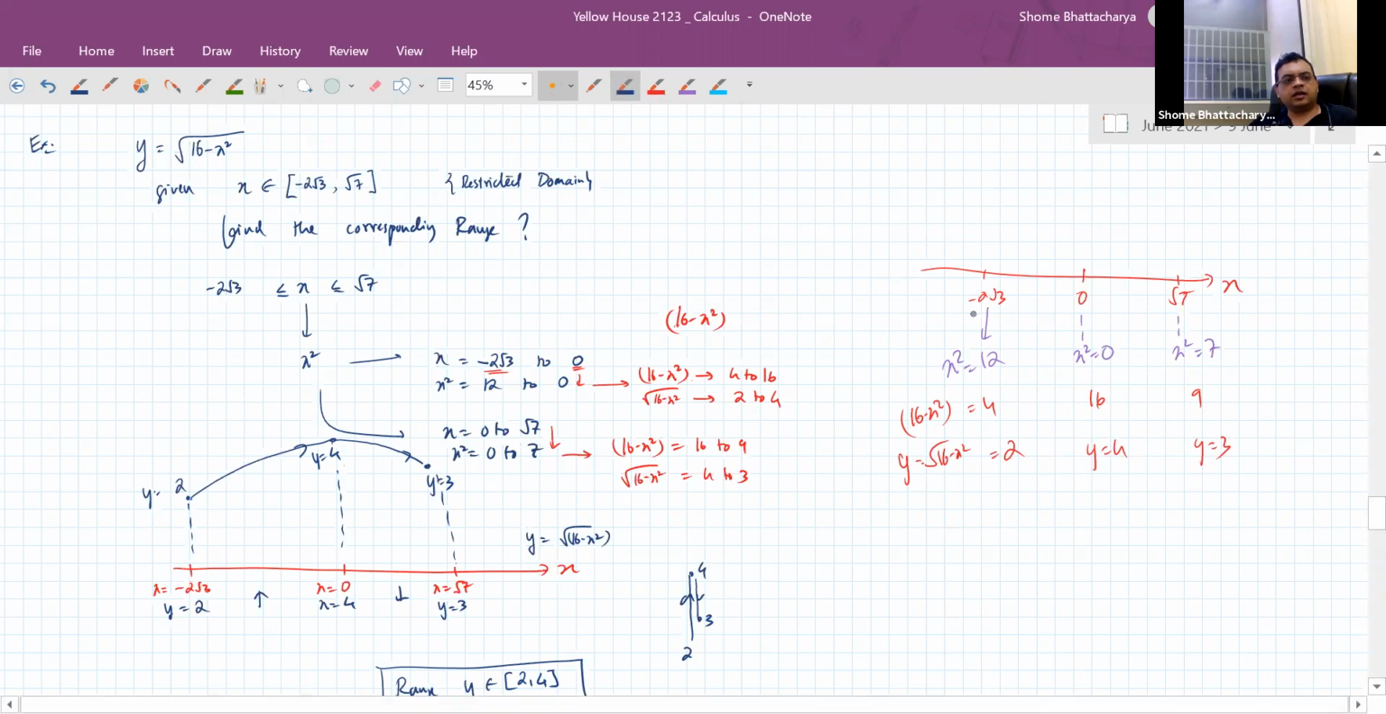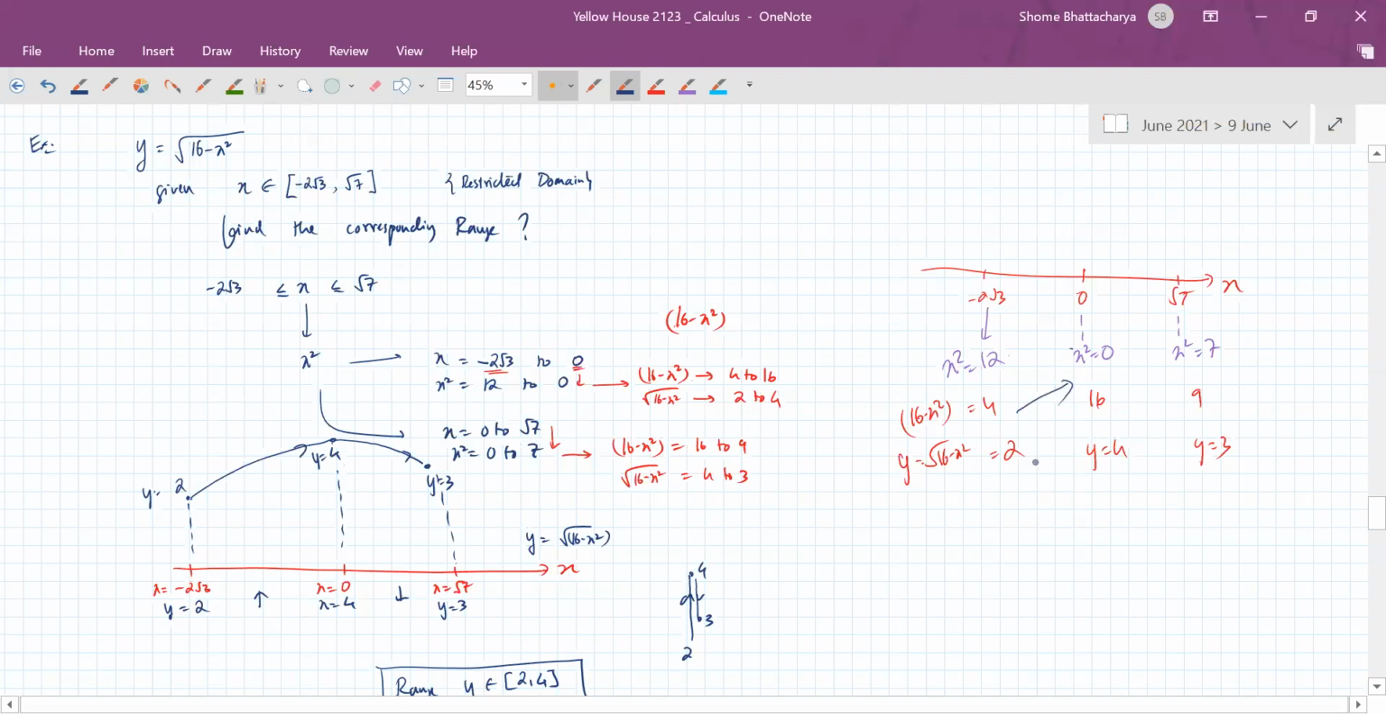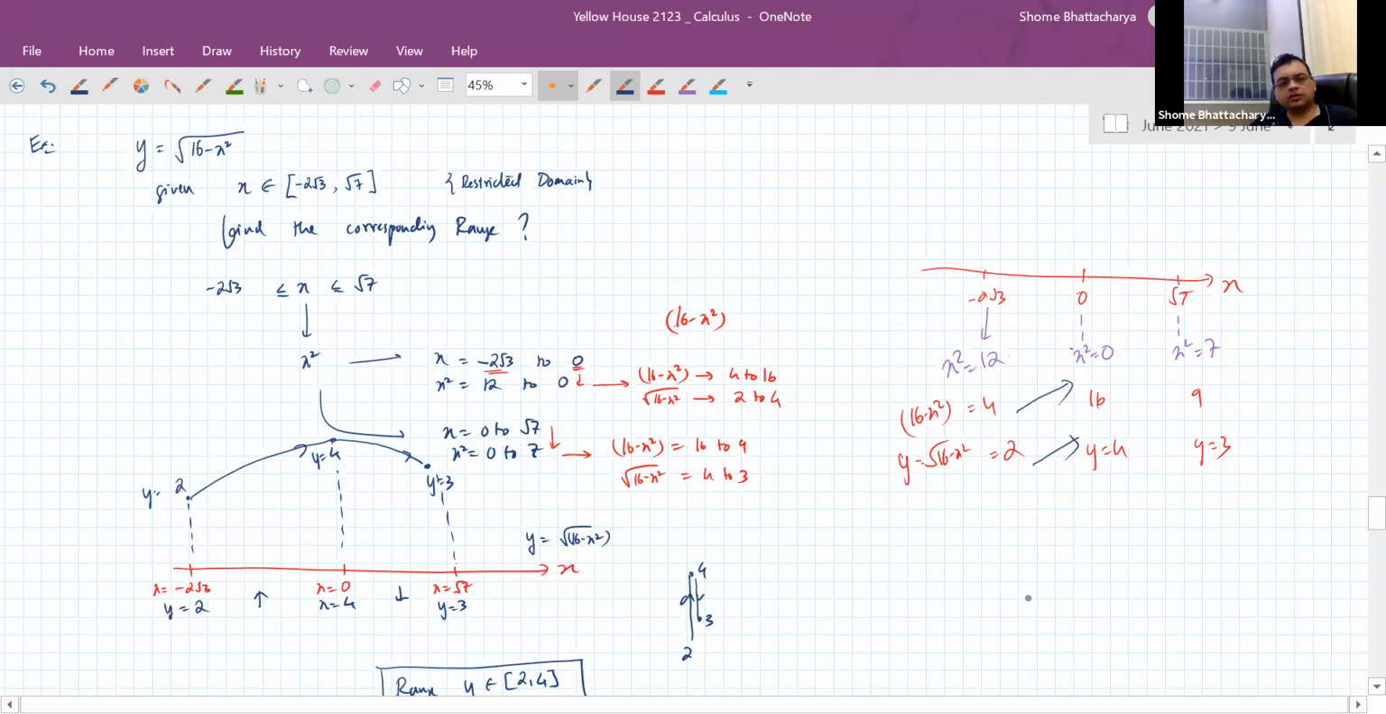As your x is going from minus 2 root 3 to 0, your x square is actually decreasing from 12 to 0. So 16 minus x square is actually increasing. So y is going from the value 2 to the value 4. Then, as your x is going from 0 to root 7, x square is increasing. What is happening to 16 minus x square? That is decreasing. So what is happening to y?